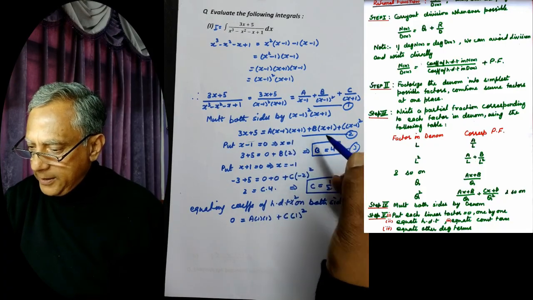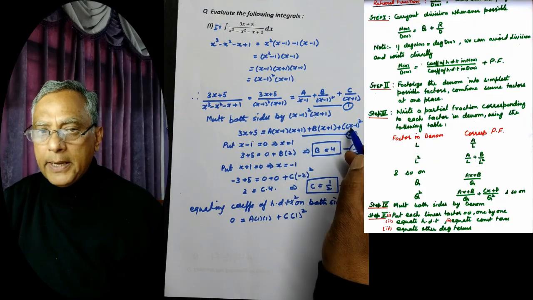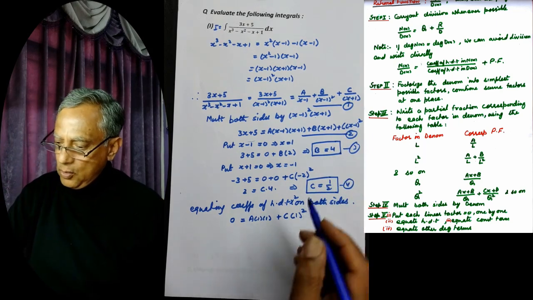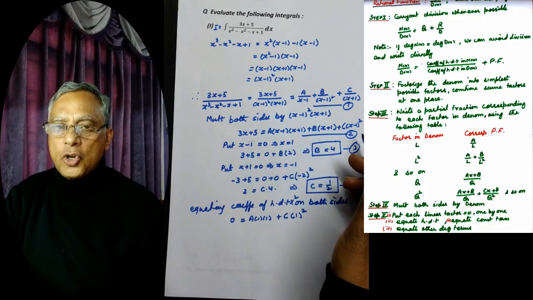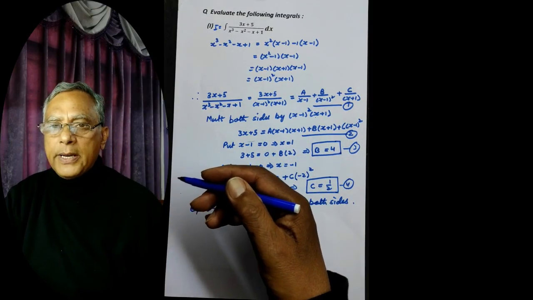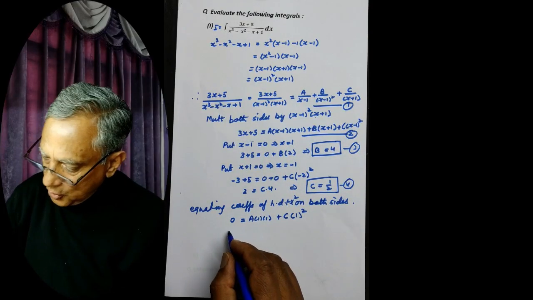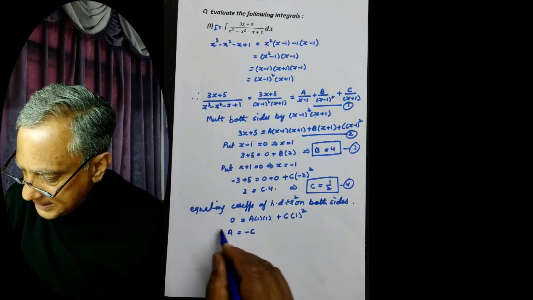So this will be a into 1 into 1. We will not get any highest degree term from here. From here we will get a highest degree term, so this will be c into 1 square. This is easy and shorter, instead of expanding this and then equating the coefficients of highest degree term. So what we get is a is equal to minus c.